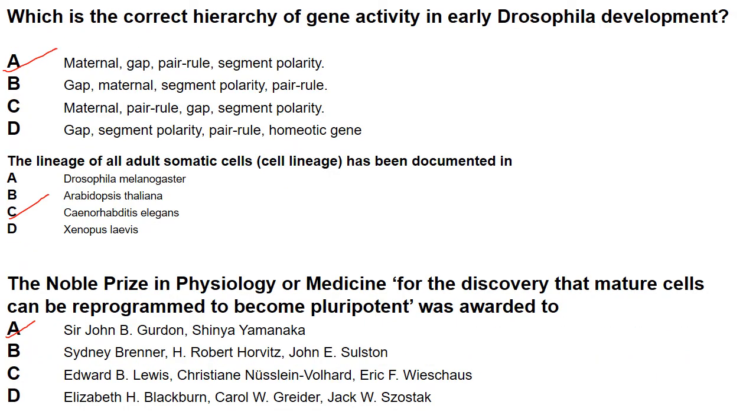So coming to the next question. Which is the correct hierarchy of gene activity in early Drosophila development? So it is maternal genes, then comes the gap genes, then pair rule genes and segment polarity genes.